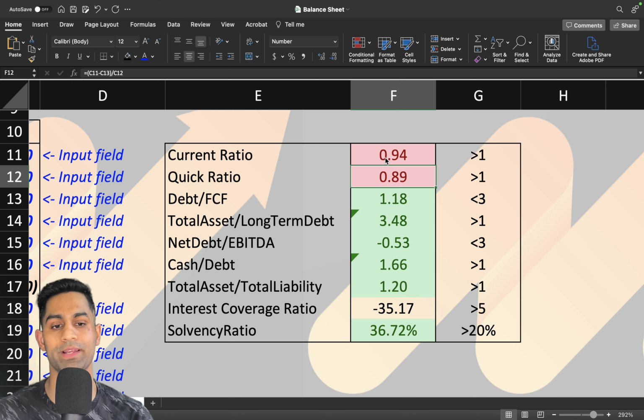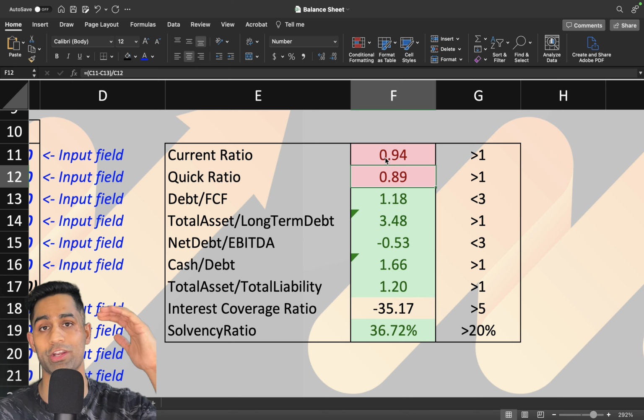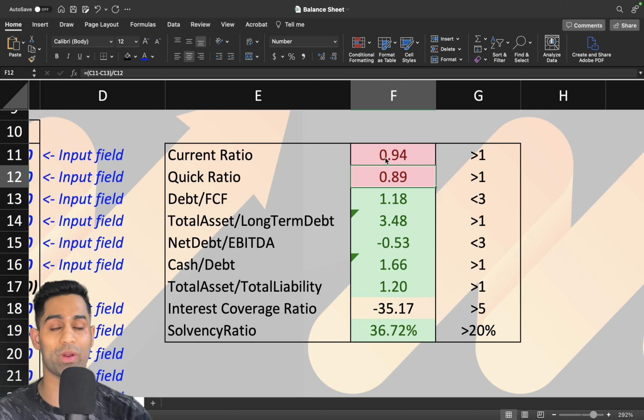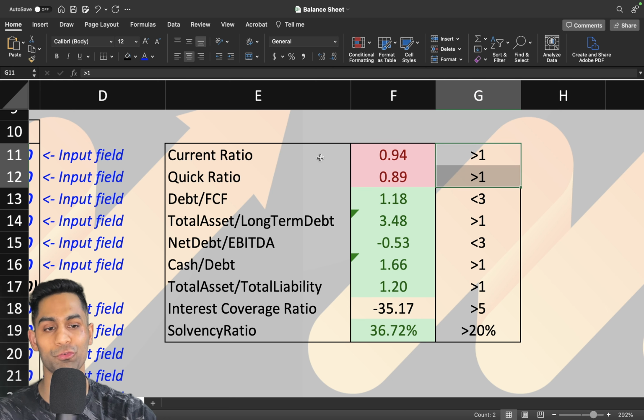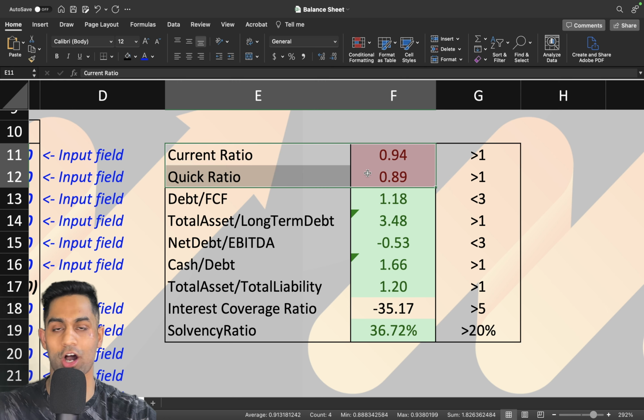Oftentimes, you will find companies that may have a very high current ratio, let's say 3, 4, but when you look at their quick ratio, it might be like 0.5 or 0.6. Why? Because they've got a lot of inventory sitting on the balance sheet, right? If their inventory is not selling, yes, it's part of an asset, but if you look at the real picture, if you look at the quick ratio, when you exclude inventory, their balance sheet's not that great. Their short-term liquidity is not that great. That's why we want both of these numbers at over 1. For Apple, unfortunately, it is a little bit under 1.